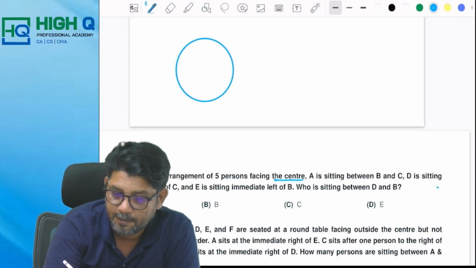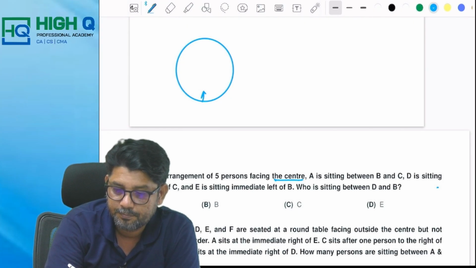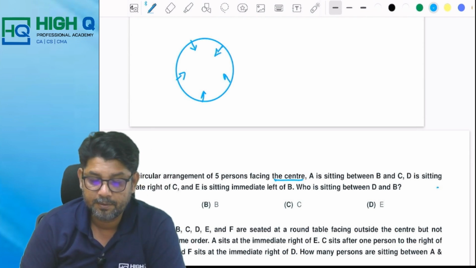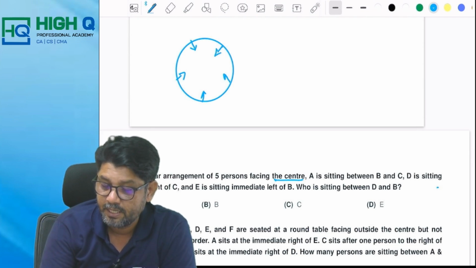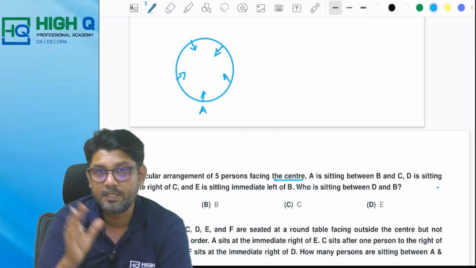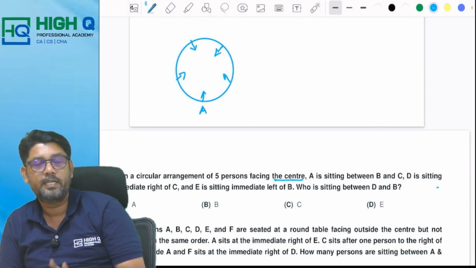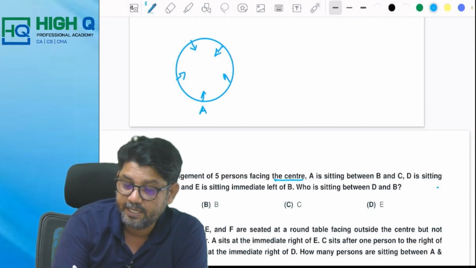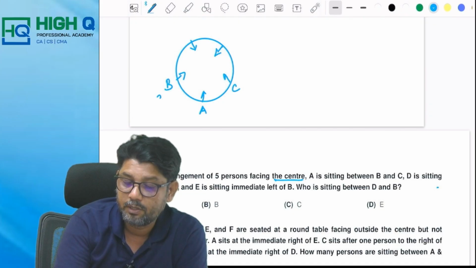Here, total 5 people facing center, 1, 2, 3, 4, and 5. Now look at this. Here, what is given? Any one person, A, B, C, D, E, F. Let me just fix A here. Sir, I like B, sir. I want to fix B here, sir. That is your wish, my dear. Now, A is sitting between B and C. A is sitting between B and C. I have got this option or I have got this option.